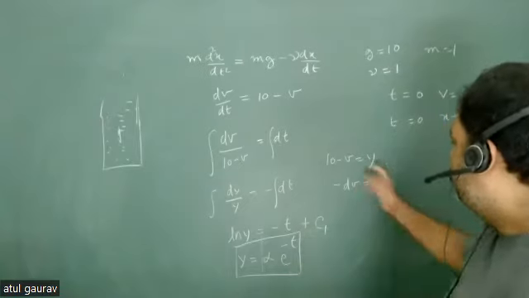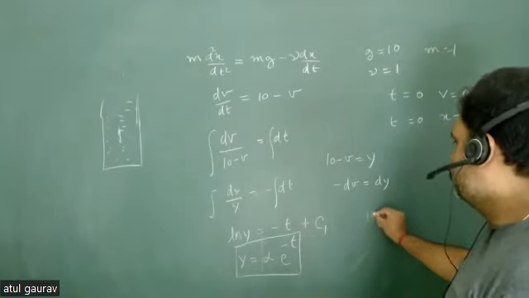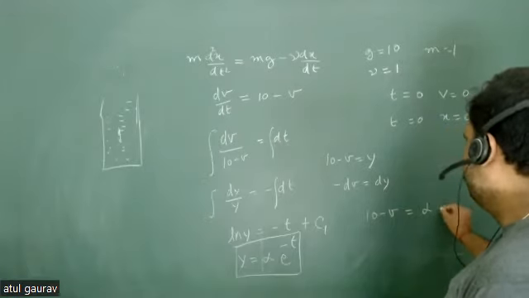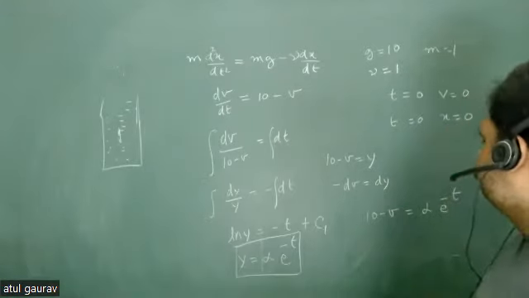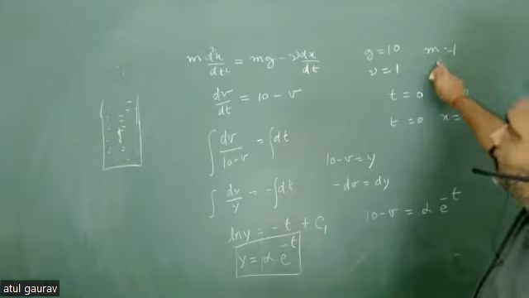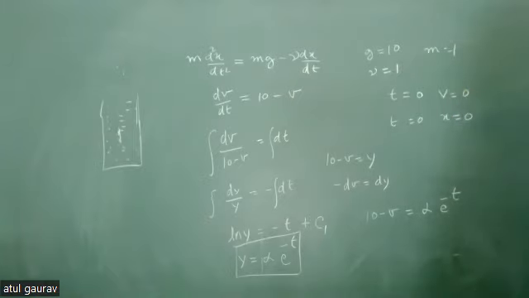And what is y? y is equal to nothing but 10 minus v is equal to alpha e to the power minus t. Now we have to calculate the value of alpha. How you will calculate the value of alpha? Initial condition. Sorry. इसमें dv by dt equals to 10 minus v by m नहीं आएगा? m को 1 यूनिट ले लिया ना? Okay, ठीक है.